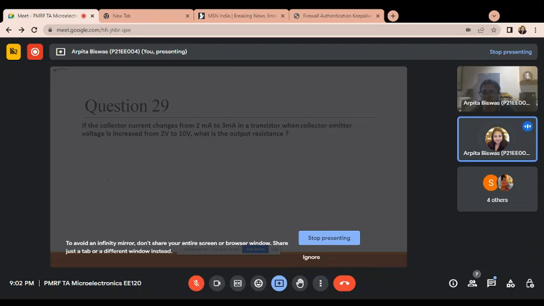Question number 29: if the collector current changes from 2 milliamps to 3 milliamps in a transistor, when the collector emitter voltage is increased from 2 volts to 10 volts, what is the output resistance? This is a very easy question. Ma'am, del VC by del IC. Yes, the output resistance is del V by del I, the change in voltage by change in current. 8 kilo ohms.